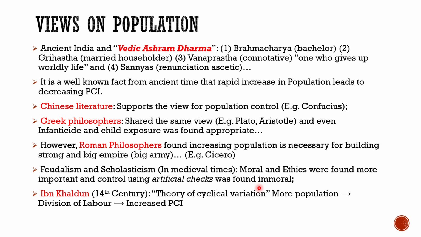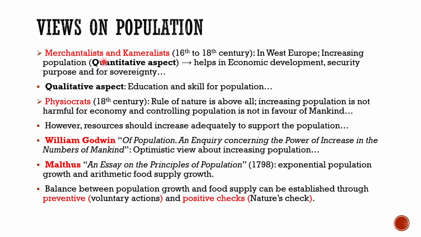Moving ahead, if we see the ideas of mercantilists and cameralists in the 16th to 18th century in the Western European setup, they talked about the quantitative and qualitative aspects of population. Quantitatively, they argued that increasing population helps in economic development and the sovereignty of a nation. At the same time, we need an educated and skilled population for qualitative benefits. Physiocrats focused on the rule of nature, and were of the opinion that the law of nature is above all. They held that increasing population is not harmful for any economy, and controlling population is not in favor of mankind. However, resources should be adequate to support the population. If population is more than the available resources, then problems will occur.